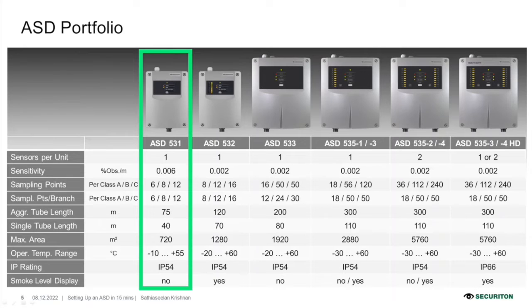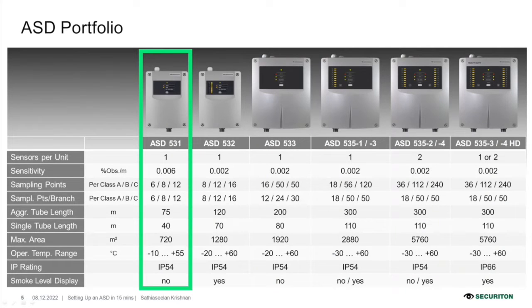We are talking about ASD 531. As you all know from Securiton, we have a wide range of ASDs available, but we'll be looking into the smallest unit that we have, which is ASD 531. Yes, it's the smallest, yet it's a robust and powerful version of ASD that we have. Let's look into the features that it carries in order to be called a robust ASD.